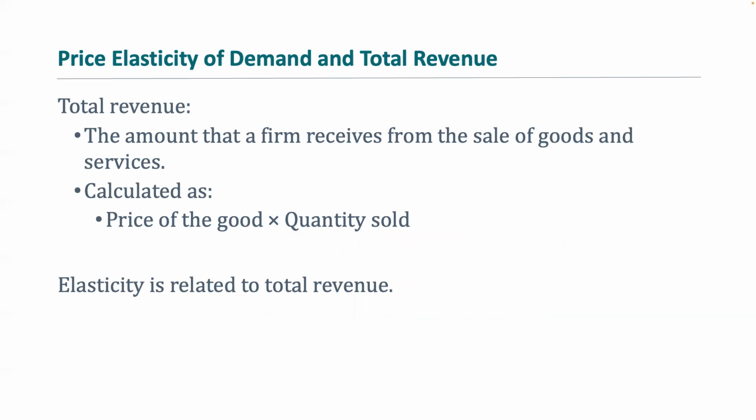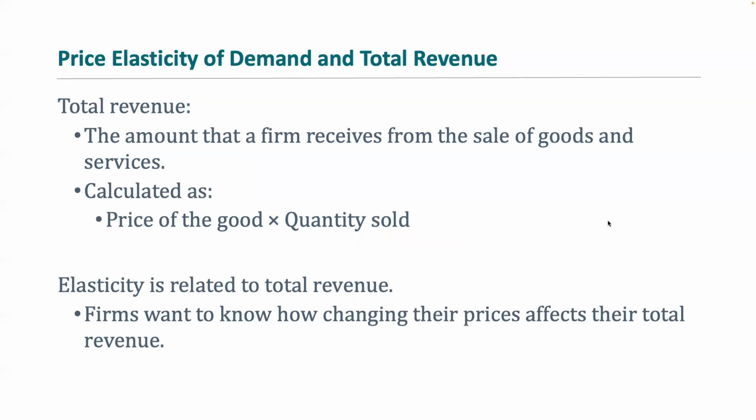When we take a look at price elasticity of demand and total revenue, total revenue is going to be the amount that a firm receives from the sale of goods and services, and it's calculated as the price of the good times the quantity sold. Elasticity does relate to total revenue, so firms want to know how changing their prices is going to affect their total revenue.